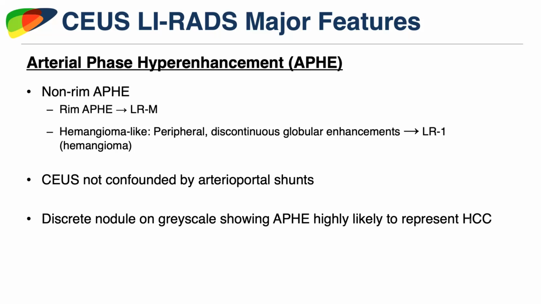So the arterial phase hyperenhancement, again, we want to see non-rim APHE. If we see rim APHE, again, we're considering an LR-M observation. We also look for hemangioma-like APHE. So this is obviously the peripheral discontinuous globular enhancement, and we can immediately characterize that as an LR1 observation.